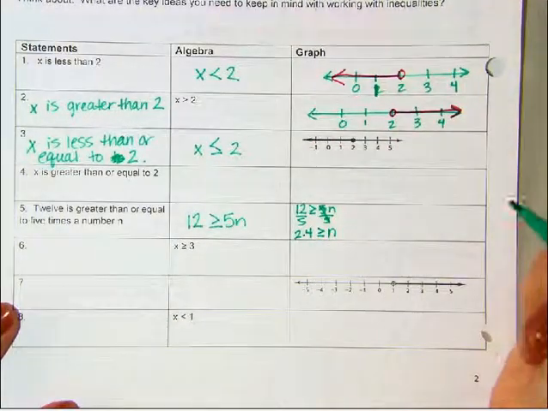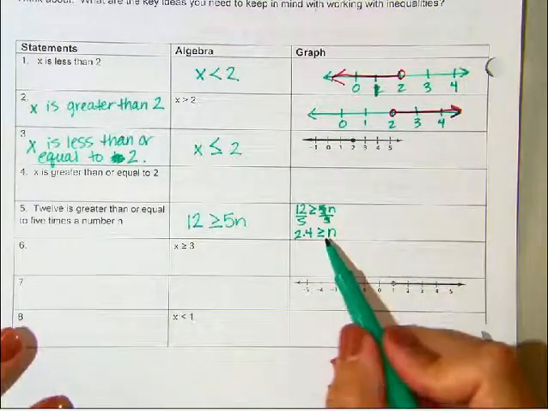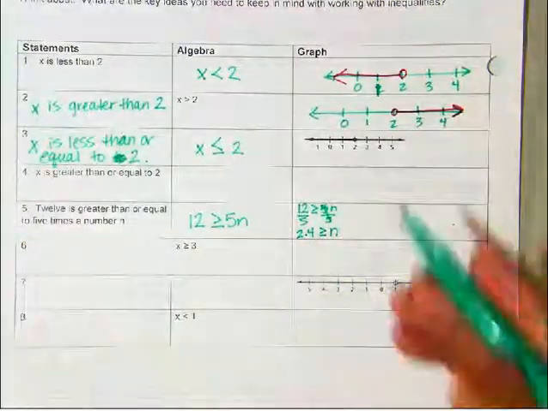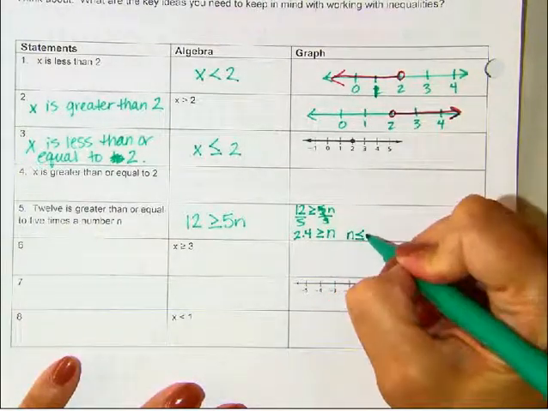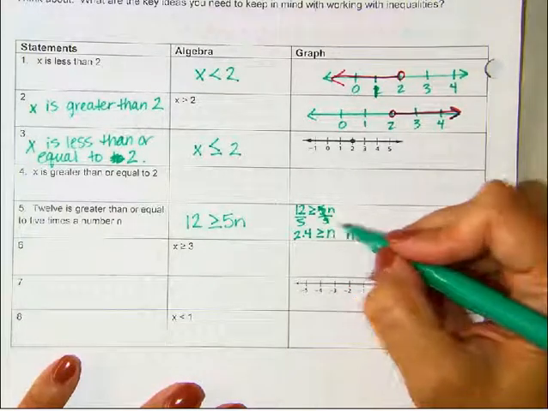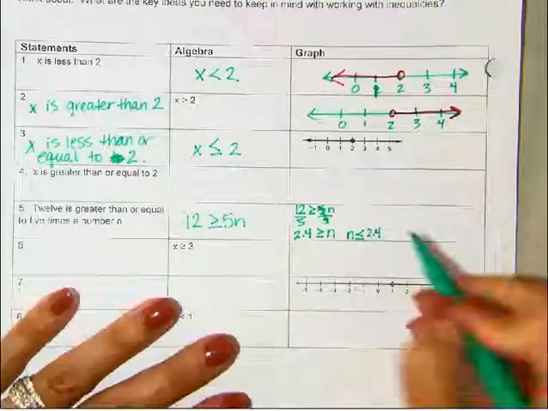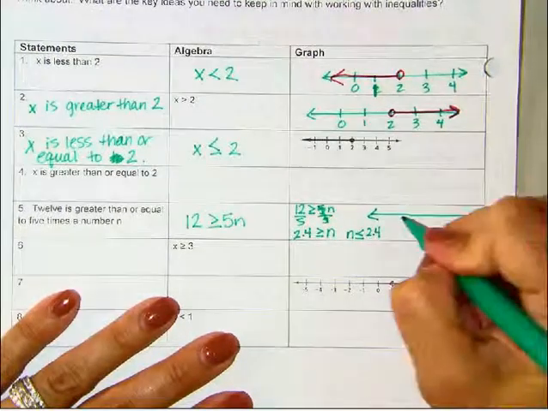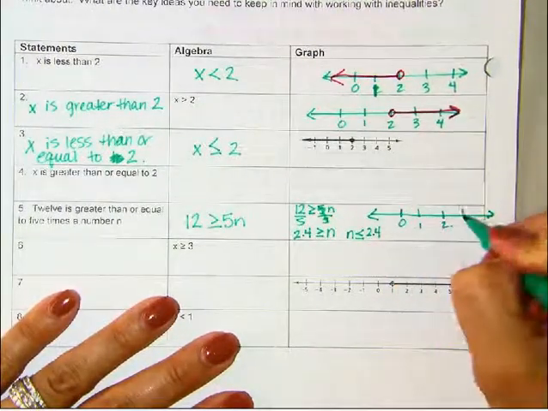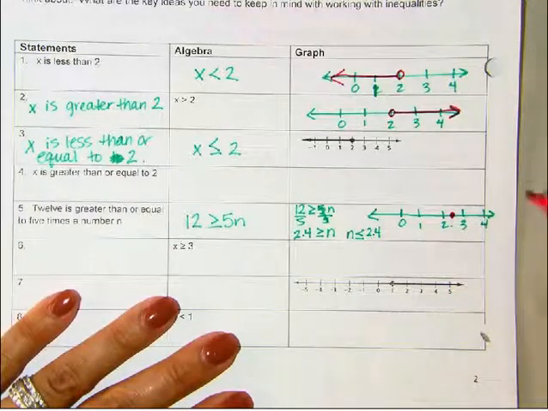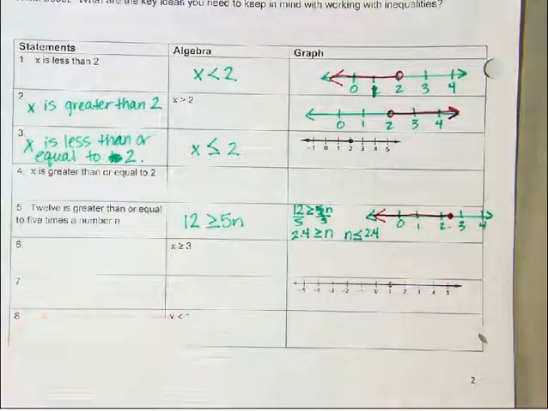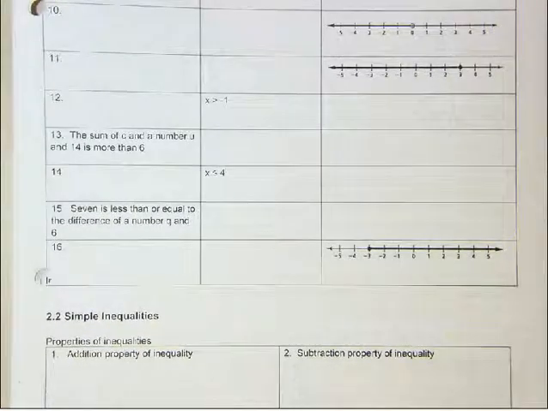But again, I said it's easier to graph if you have n on the left side. So now I flip it because I'm flipping everything. So if I write n first, then I flip this, because that smaller point needs to always be going towards the n, 2.4. So I could graph it. If I have 0, 1, 2, 3, 4. It's a closed circle at 2.4, and it says less than, so it's going that direction. Okay, so the rest of this, all the way to number 16, is your practice for 2.1.